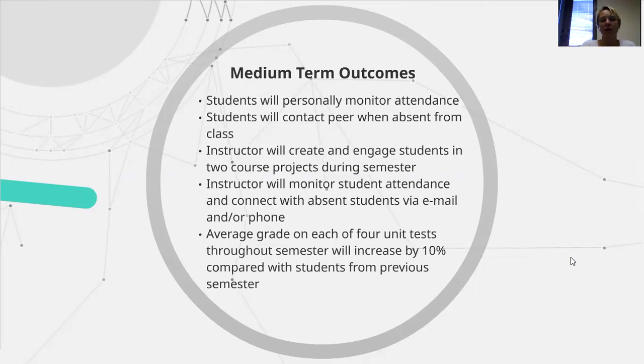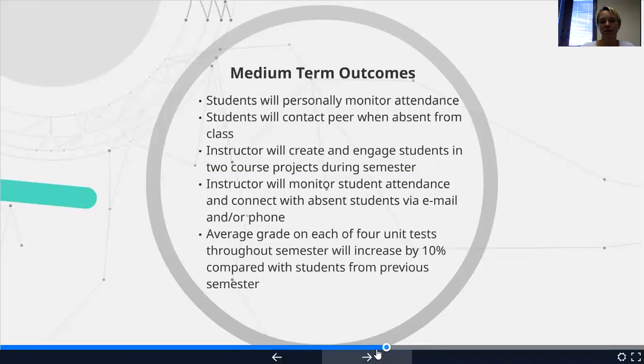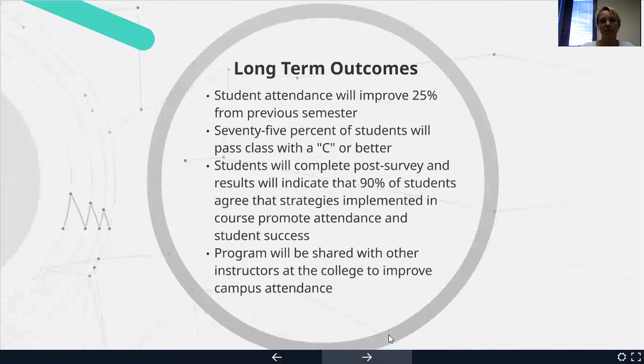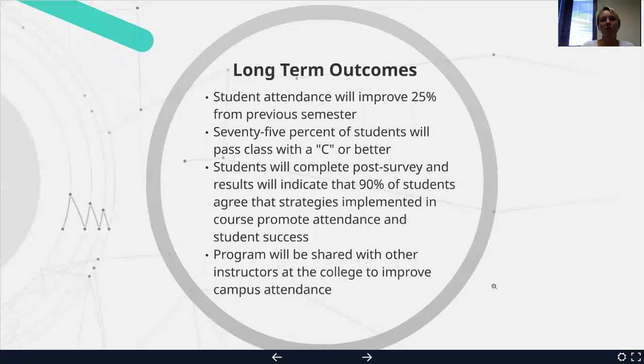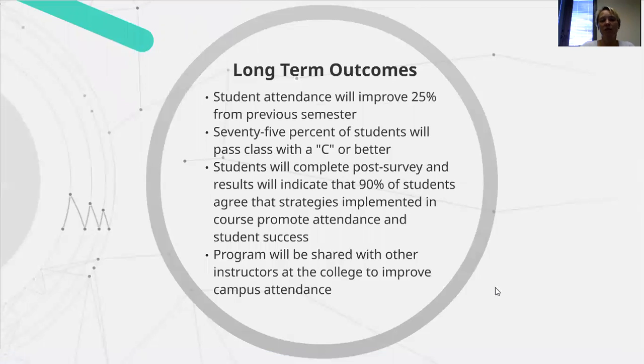I hope to see improvement in attendance, and as a result, I would like the average grade on each of 4 unit tests throughout the semester to increase by 10%, and I will compare this with students from previous semesters. Long-term goals: I would like attendance to improve 25% from previous semesters, and I would like 75% of my students to pass the course with a C or better.